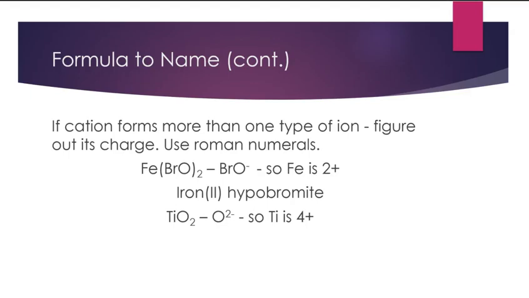We have another one, TiO2. Each of those oxygens, their oxide ions, has a -2 charge. So that's a total of -4 charge that the titanium has to counteract. So titanium must be +4. So the name of this compound is titanium(IV) oxide.